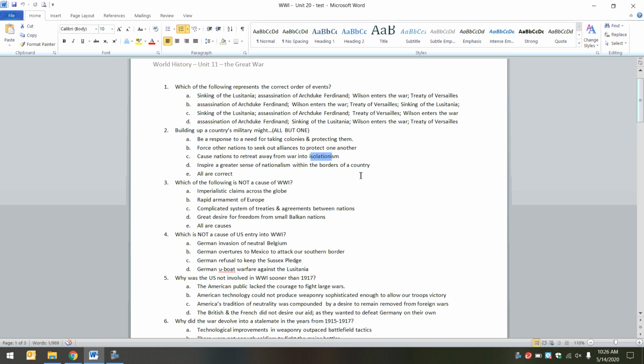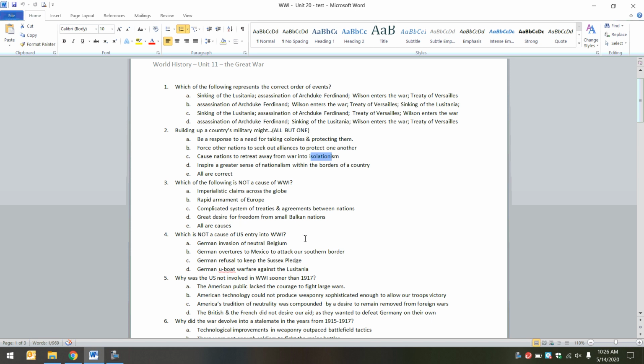All right, 3. Another way to think about this is just look for MANIA in these choices. Which of the following is not a cause of World War I? Okay, well, look for MANIA. There's capital I. Here's militarism, rapid armament, lots of arms. Complicated system of treaties and agreements, that's letter A, alliances. Great desire for freedom, that's nationalism. So the correct answer is E. They're all causes.